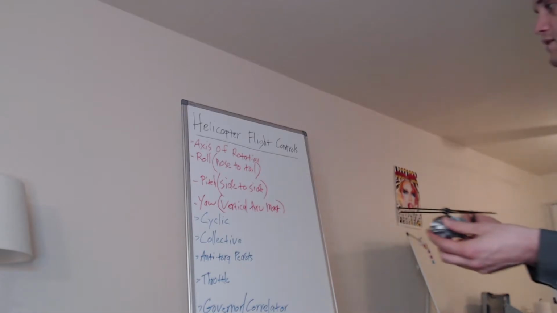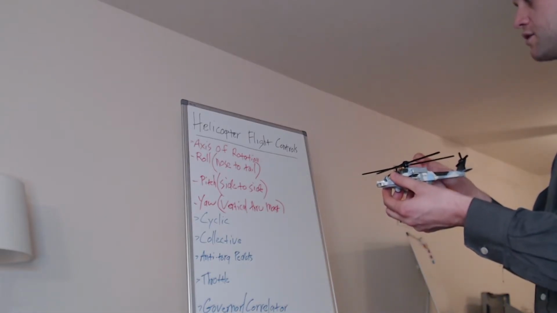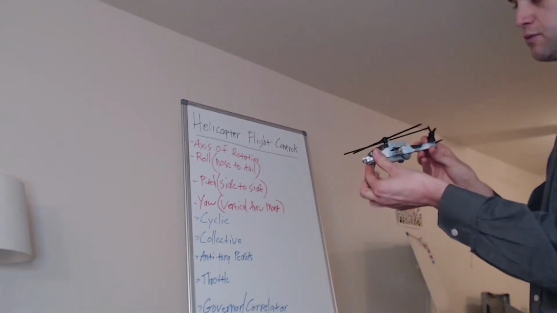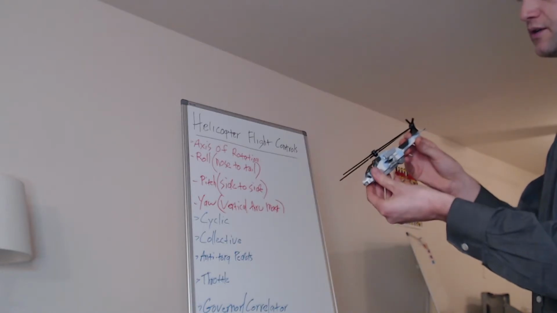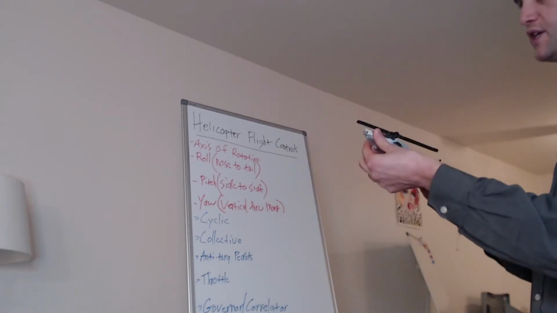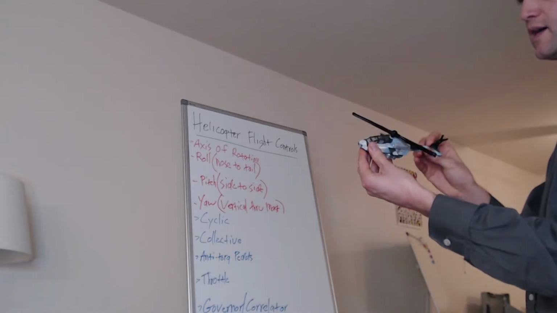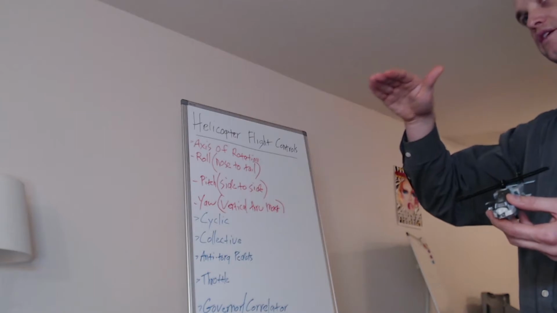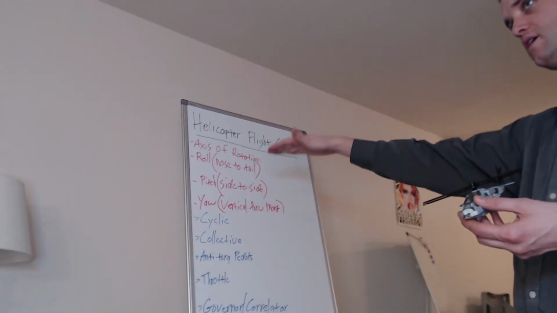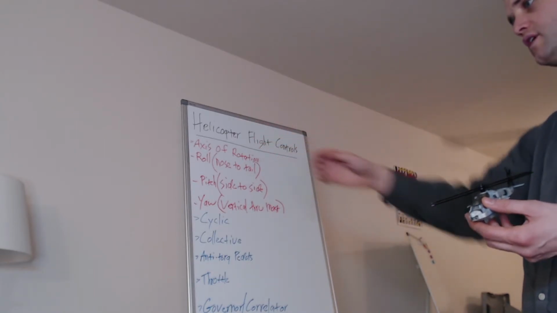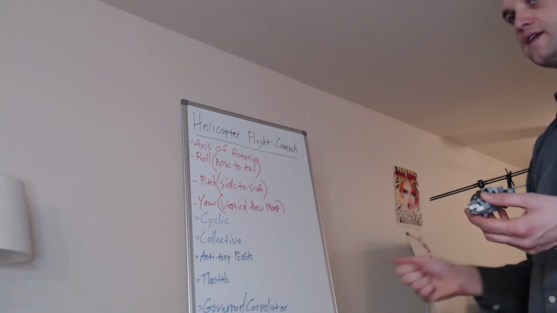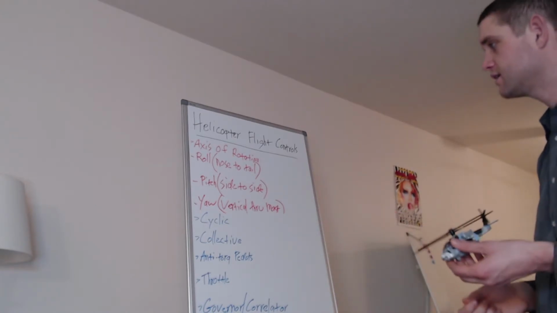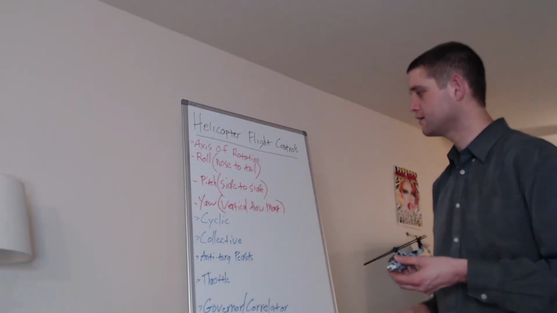Alright, so the cyclic will allow you to control the helicopter. It will cause the nose to pitch down, pitch up, or roll the helicopter left or right. So it basically controls the helicopter on a horizontal plane. If you want to hover left, hover right, hover forward, hover back, that will be done with the cyclic.